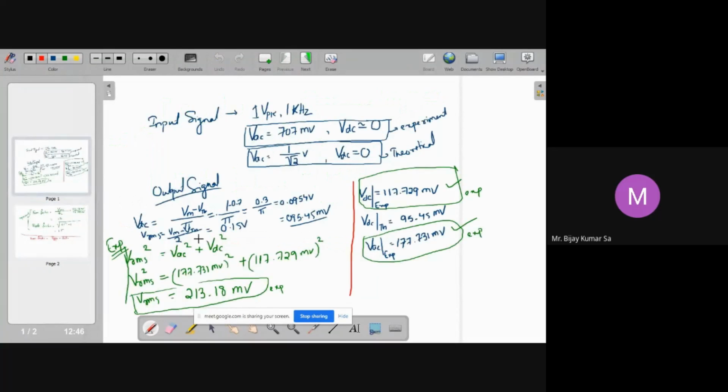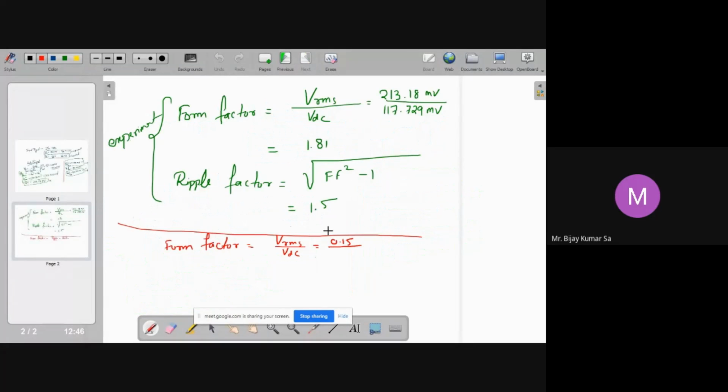ये कितना था हमारा VDC? 0.095 volt. So both are in volts. Numerator and denominator both I have kept in volts. How much is the form factor, tell me. 1.57. Okay, correct.